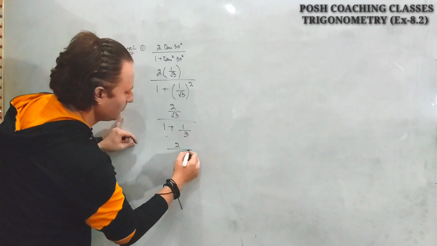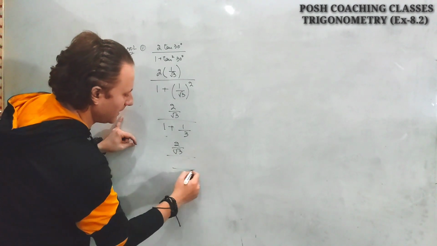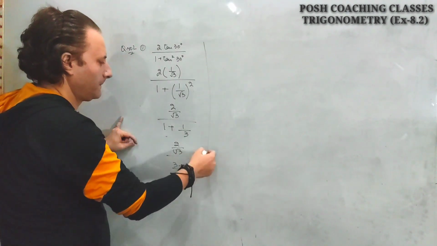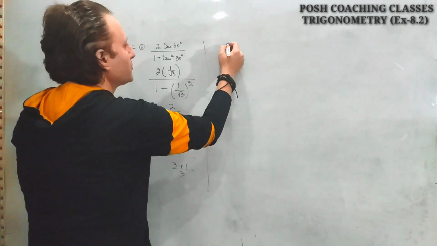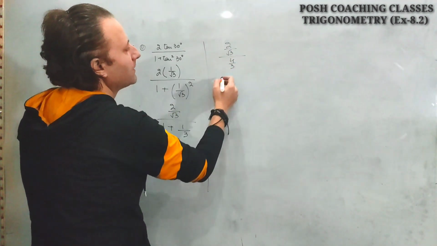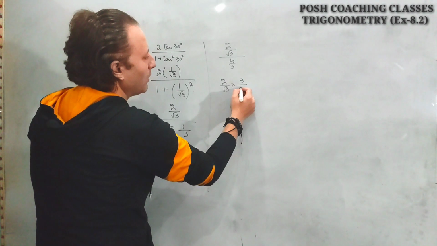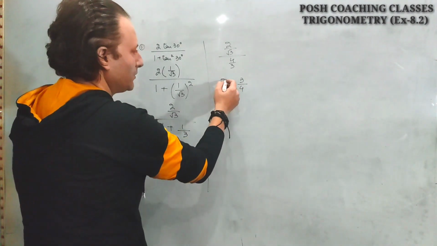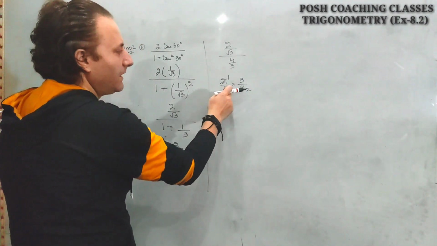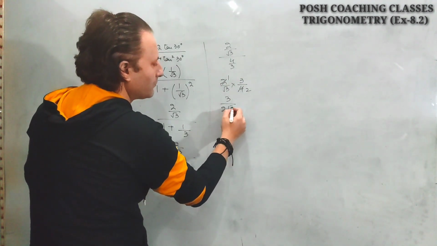Now what do we have? 2 upon under root 3. And then we'll take an LCM here. This is 3. 3 multiplied by 1 is 3 plus 1. So it's 2 under root 3 upon, and then we have 4 upon 3. Now 2 upon under root 3, we can reciprocate 3 upon 4. Now what we can do? We can take this 2, and 2 multiplied by 2 is 4. Now here if you see, it is 1 multiplied by 3 is 3, and then we have 2 root 3.